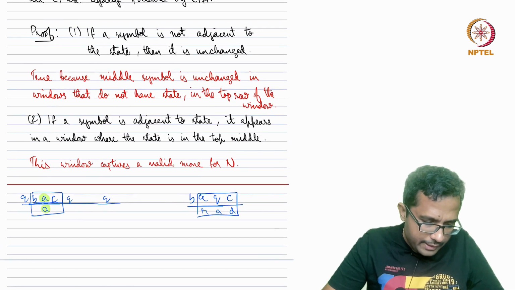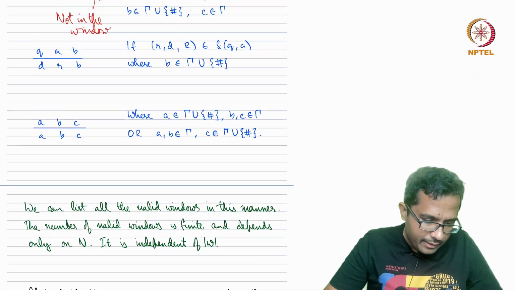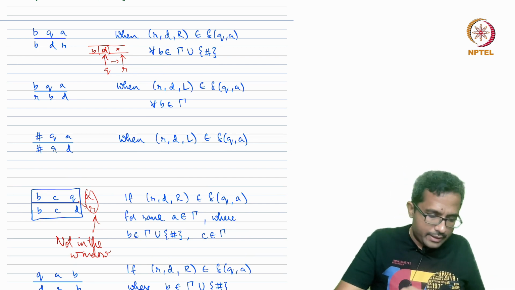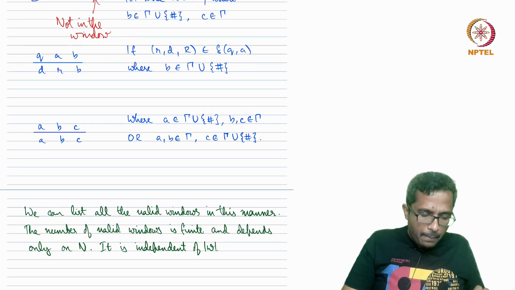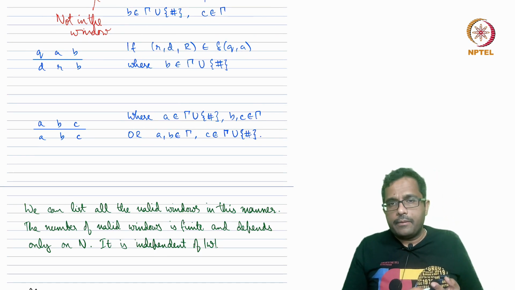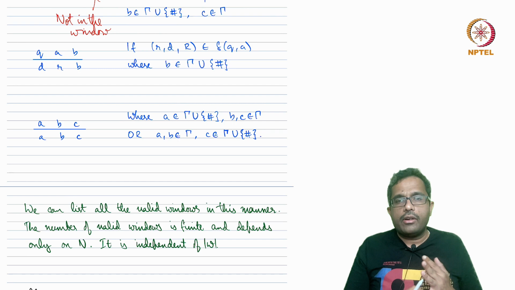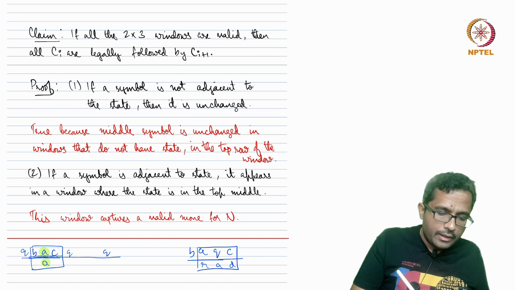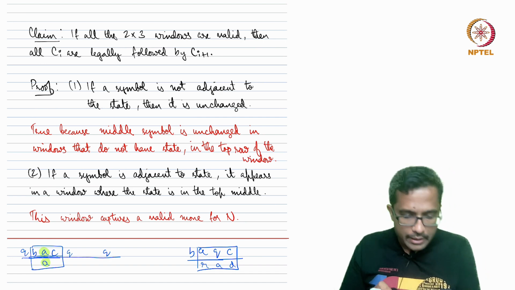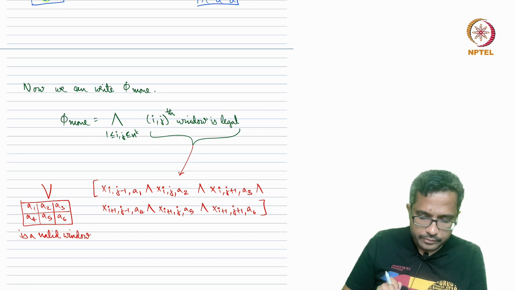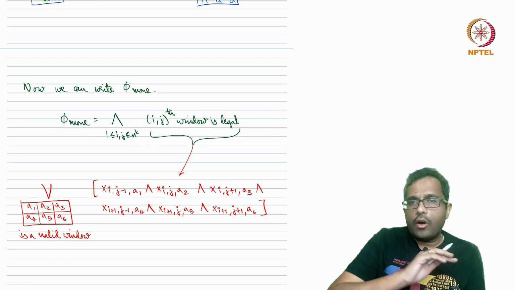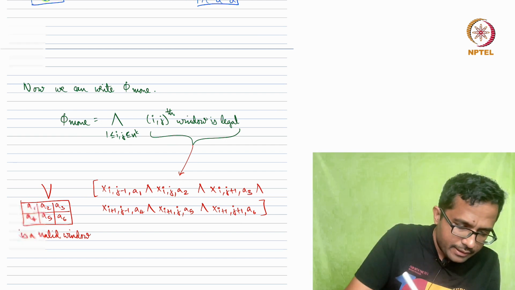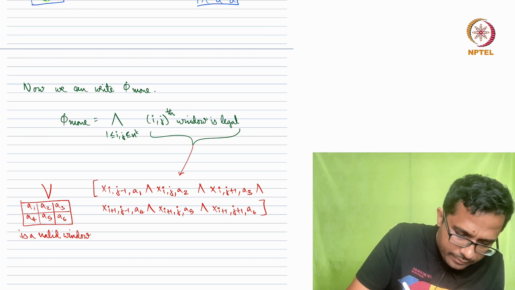So now that this is done, we have shown that the number of, we have told what are the possible windows, right? Or we have given some examples. This is not an exhaustive list, right? But the list of valid windows is a finite number which only depends on the Turing machine and not on the input. And second, this claim says that it is enough to check all the 2x3 windows, right? So now we can write down the Phi-Move. So what is Phi-Move? We go through all possible windows, right? The ijth window, what I mean by the ijth window is this.